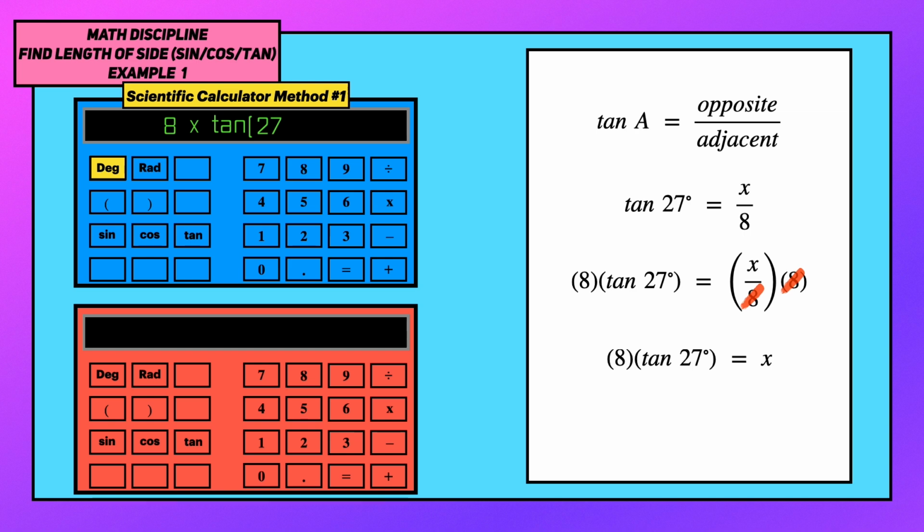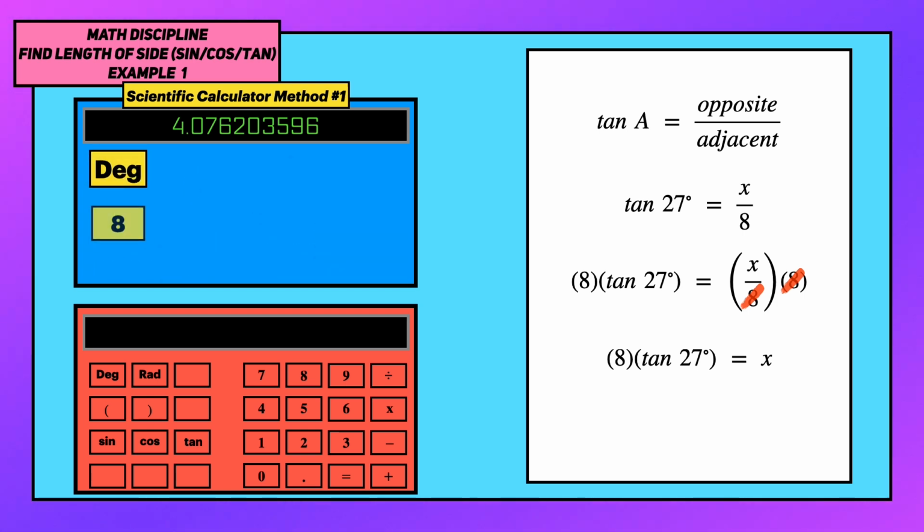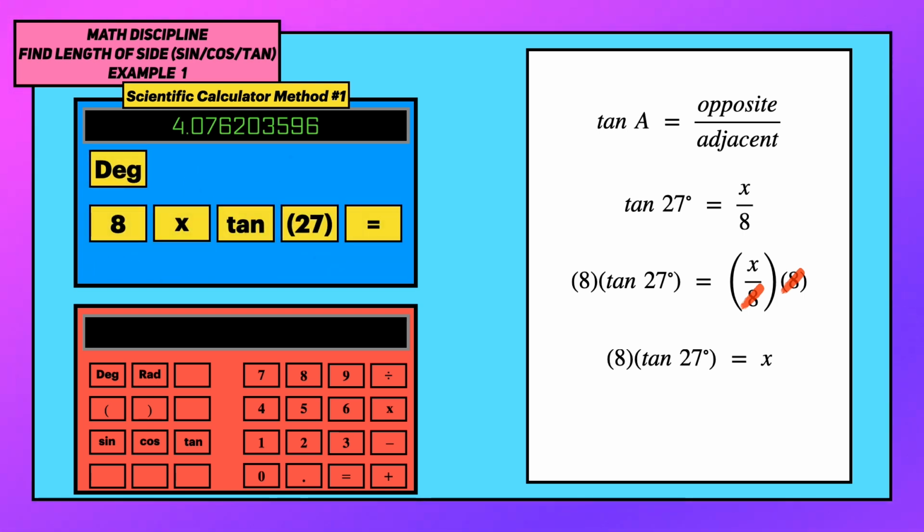You may need to close the parentheses in your calculator. If that's the case, press the close parentheses button. Now hit the equals button. If this method works for your calculator, your answer should be approximately 4.076. I'll repeat the steps. In degree mode, press 8 times tangent 27 equals.